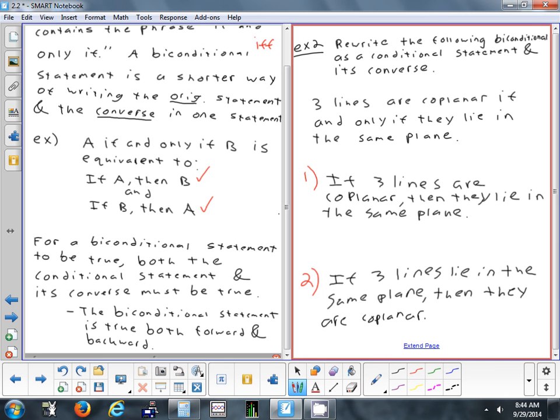One thing you've got to be careful of is your subject. Notice he didn't say, if they lie in the same plane, then three lines are coplanar. That's a little awkward to say it that way. You can use the word "they" after you specify your subject in the if. So you do have to switch the if and the then, but sometimes you also have to rework a couple of words to make it make sense. That's perfect.